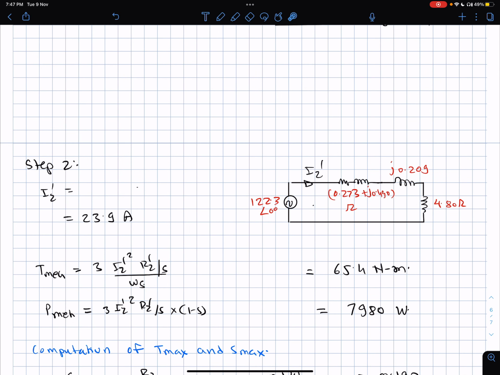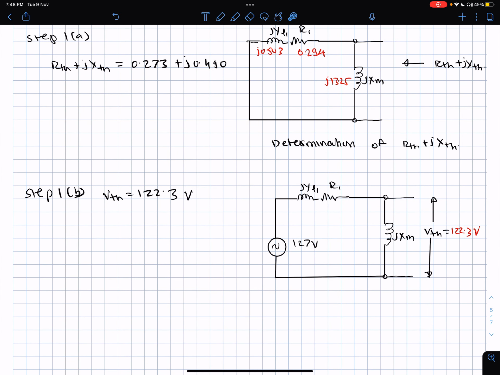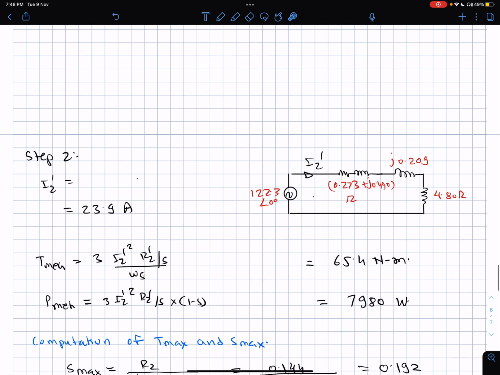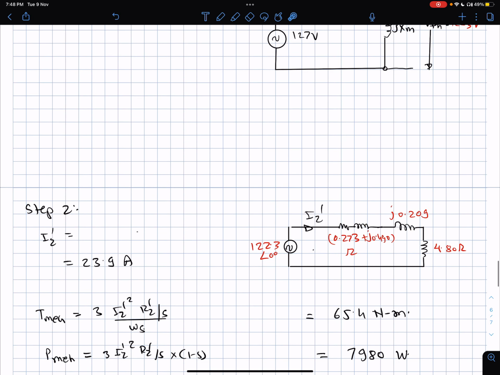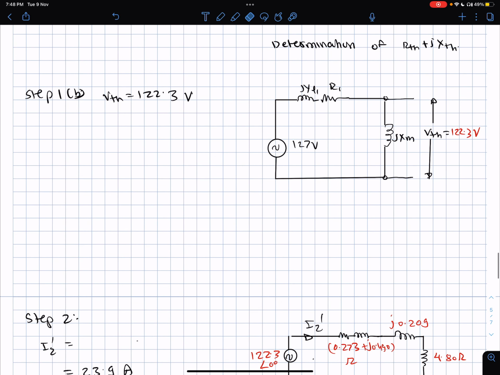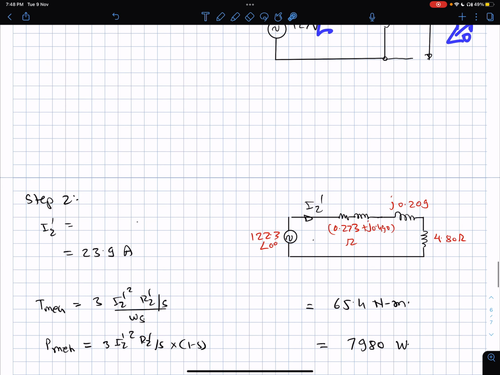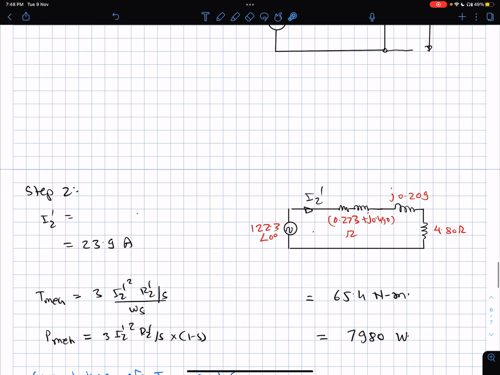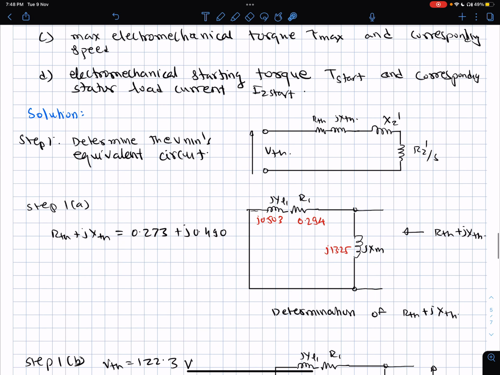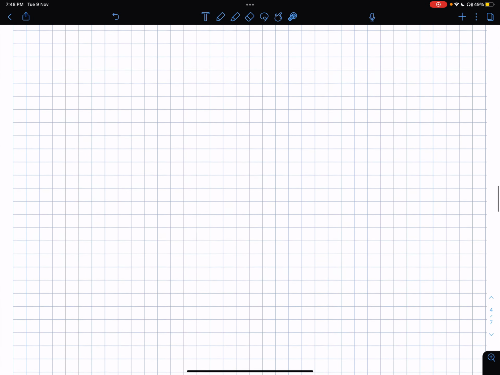It will have some angle, but I have taken this angle to be 0 because I am using this as the reference value. So in other words, if I give this as 0, you will have to assume that the other quantities will have some alpha angle. Okay. Now with this taken as the reference, we have the value of R2 dash by S.